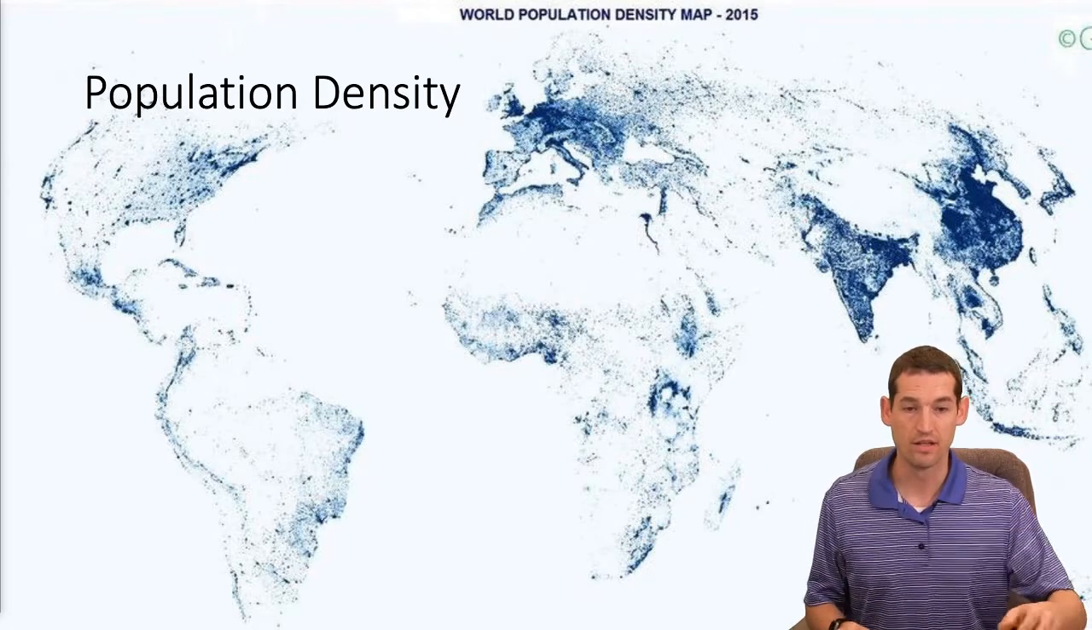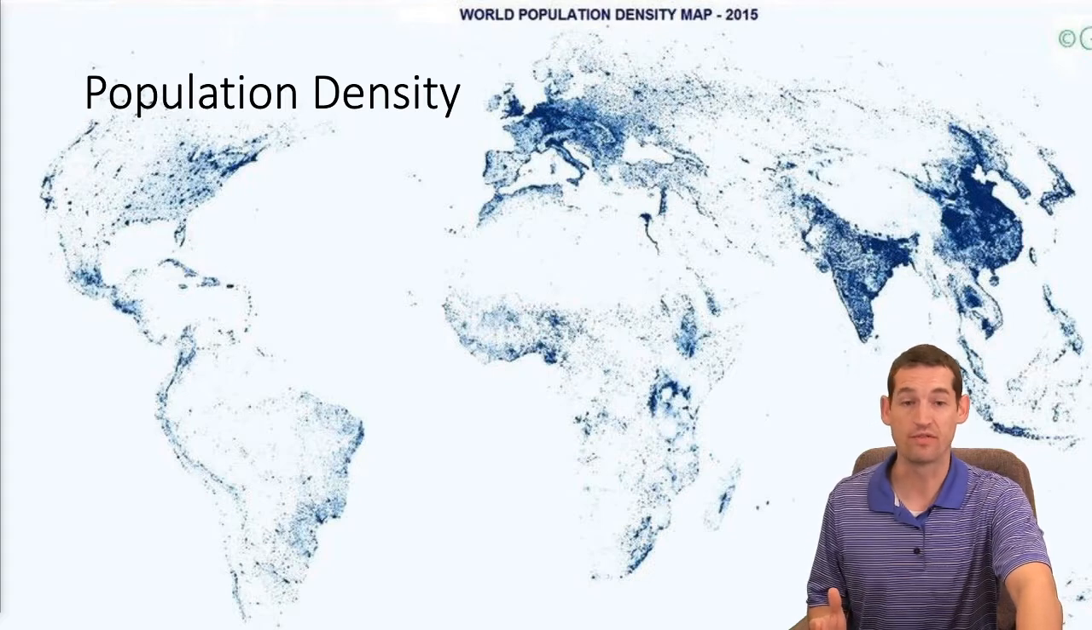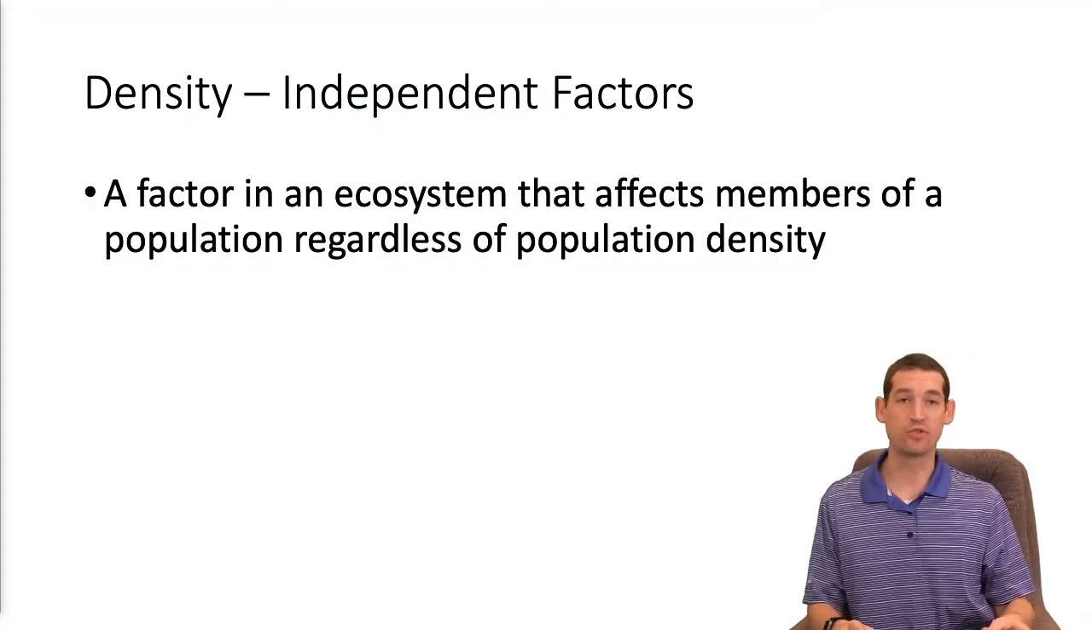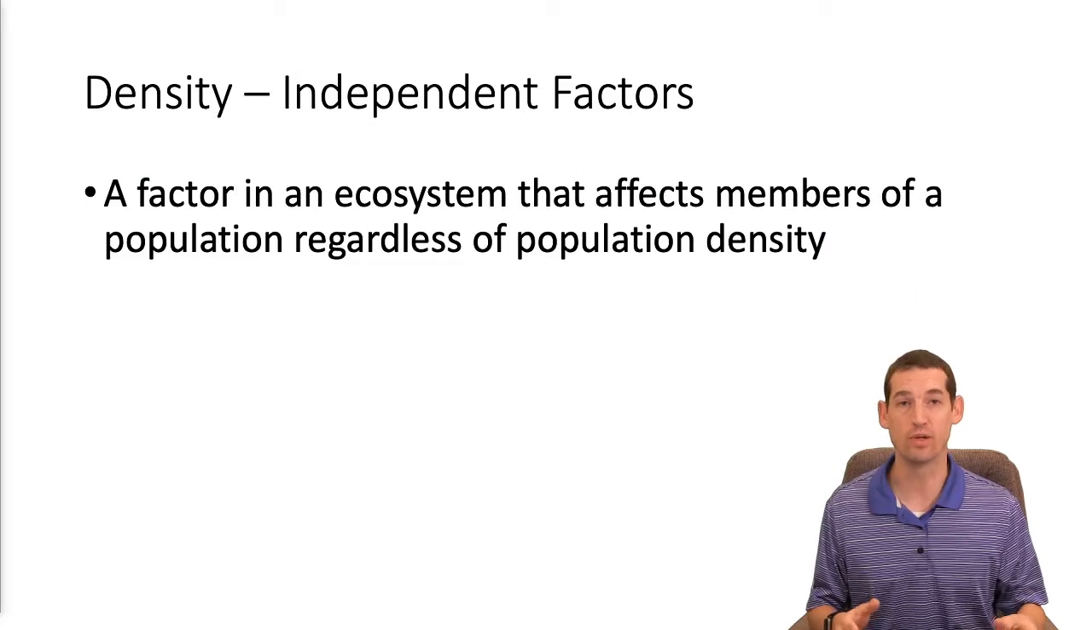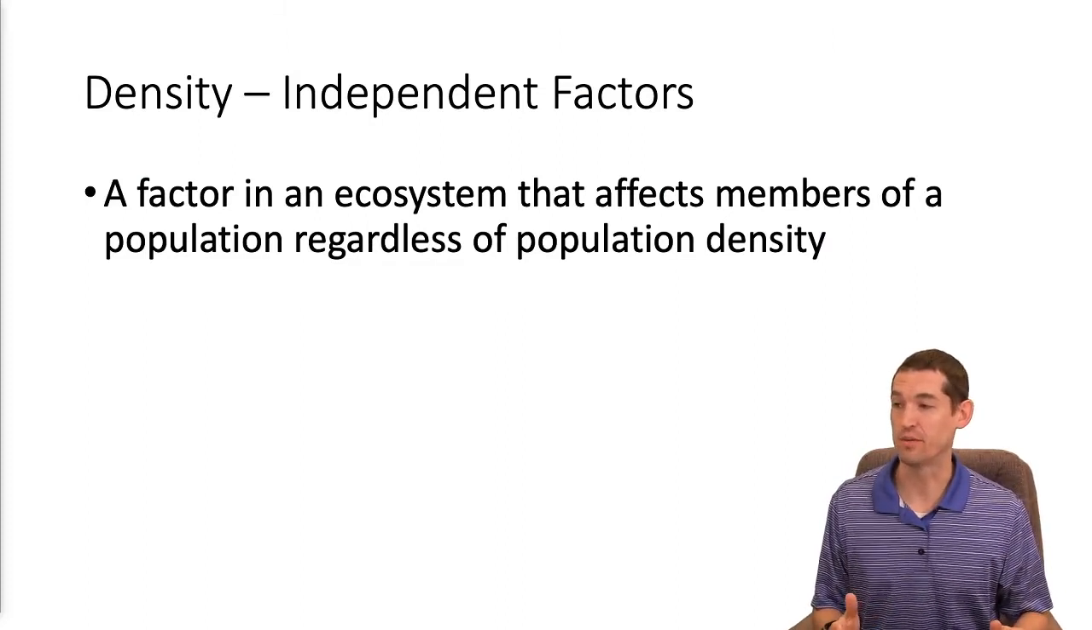Okay? Now, that leads to some different factors. And the first one you need to know is what we call density-independent factors. These are factors in an ecosystem that affect members of a population regardless of population density.